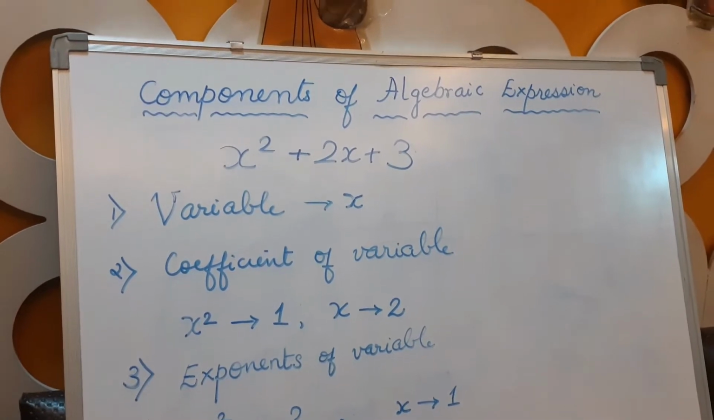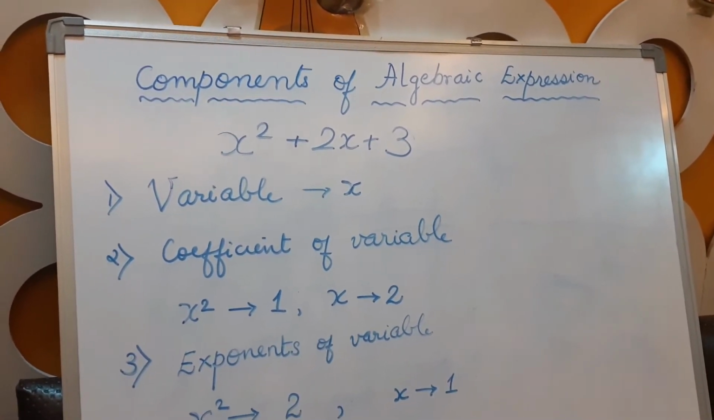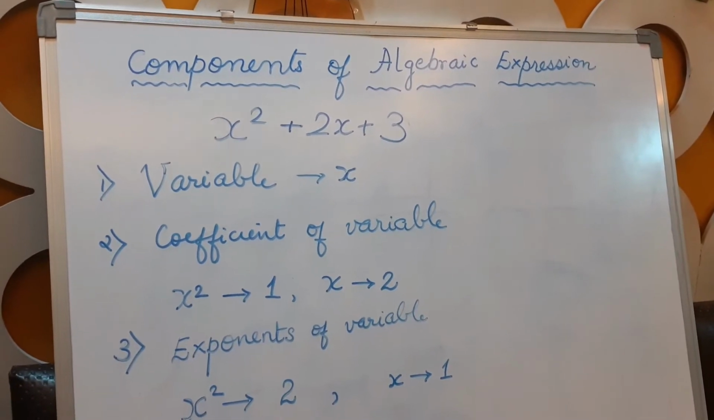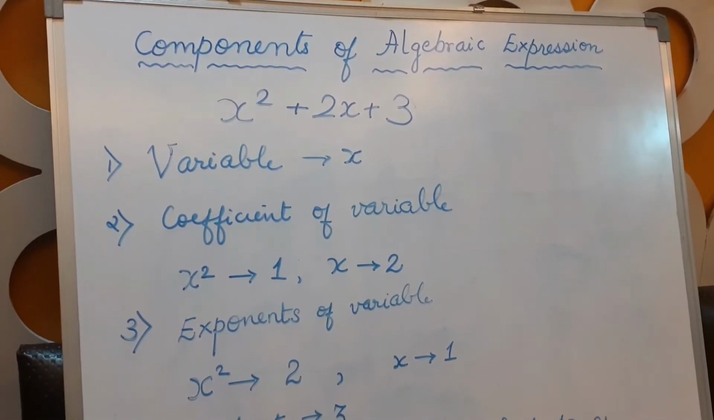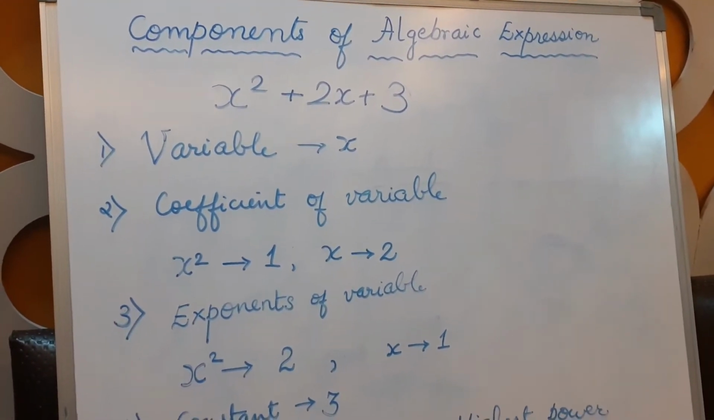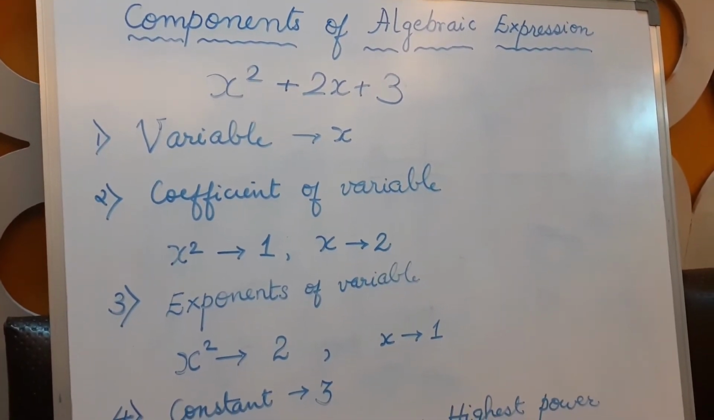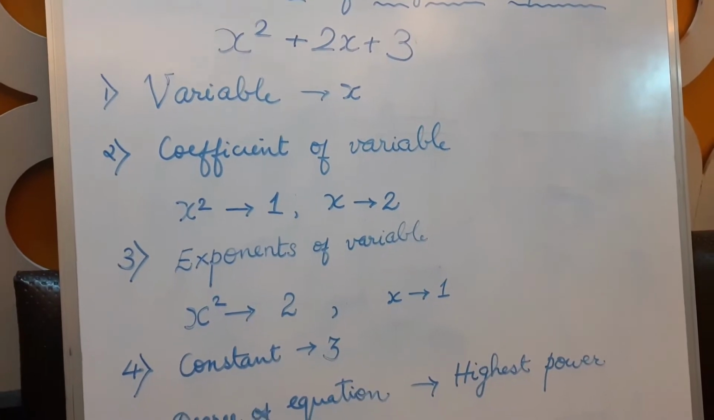The first component is called the variable. Now why is it called a variable? Because it can be any letter. Alright. That is why it's called a variable. Now what is a variable in this particular equation? It's x. Alright. Easy.